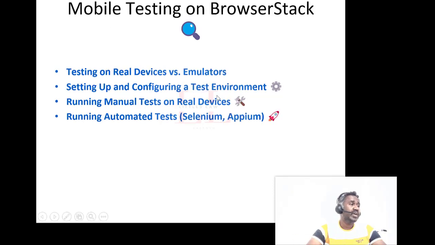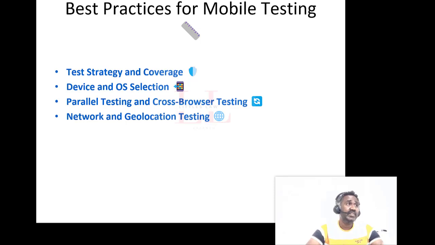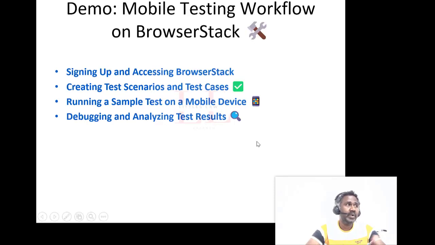So tomorrow, we're going to see testing on real devices and emulators, how it works, and the differences between them, and setting up and configuring a test environment and running manual tests on real devices. And we're going to see how running automated tests with Selenium and Appium works. After that, we're going to see some best practices for mobile testing, and then a demo on how the mobile testing workflow works on BrowserStack. So that's going to be more interesting.